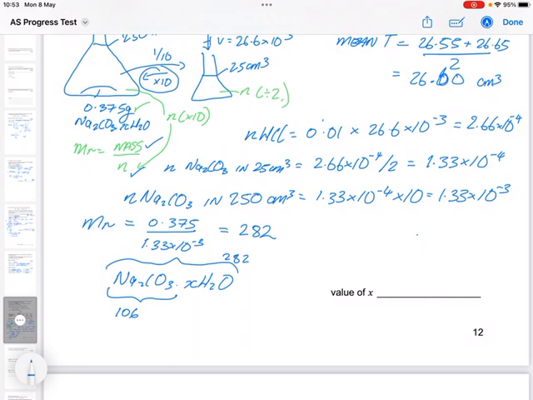So if I take those away, so 282 minus 106 gives you 176. So this bit here is 176. 176 divided by 18, that's the MR of water, gives me 10 to the nearest whole number. Remember, waters of crystallization have to be to the nearest whole number. So where are the marks? There's 1 mark for working out the mean titer, 1 mark for working out the moles of hydrochloric acid, 1 mark for working out the moles in 25, 1 mark for working out the moles in 250, 1 mark for the MR, and then 1 mark for this part here.